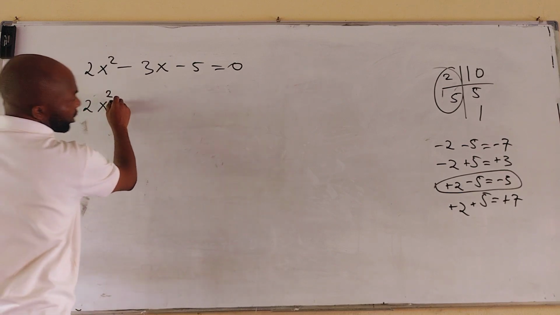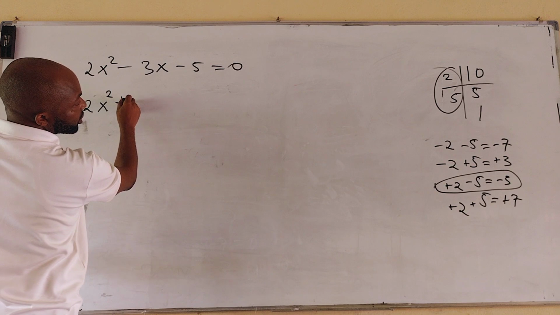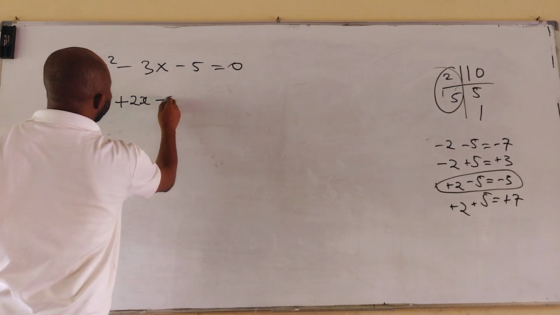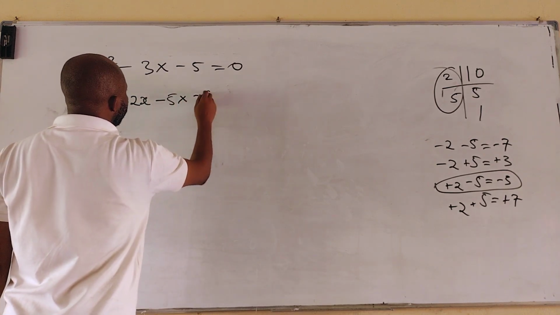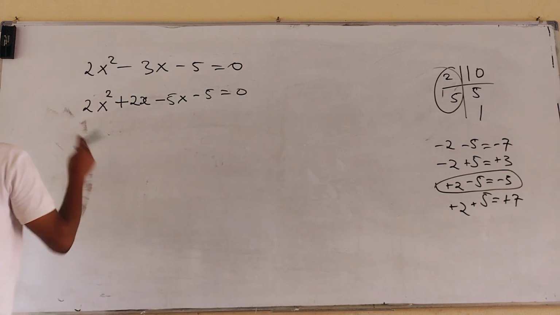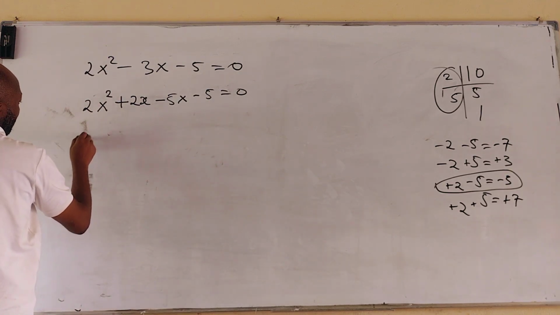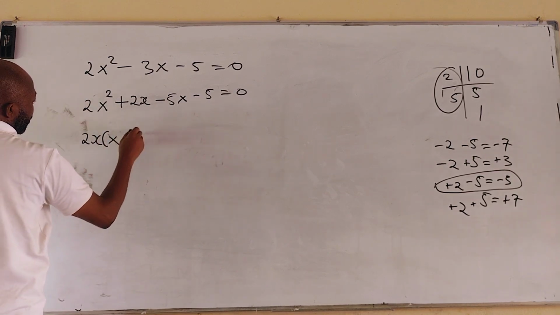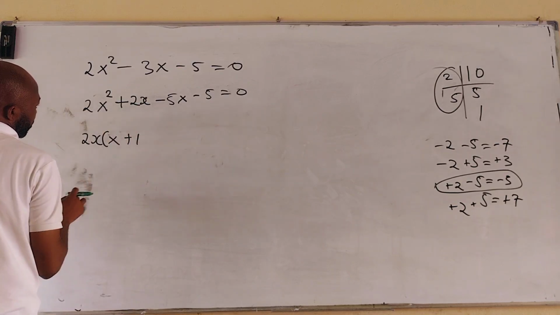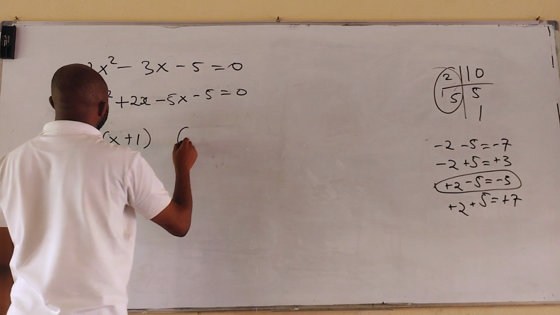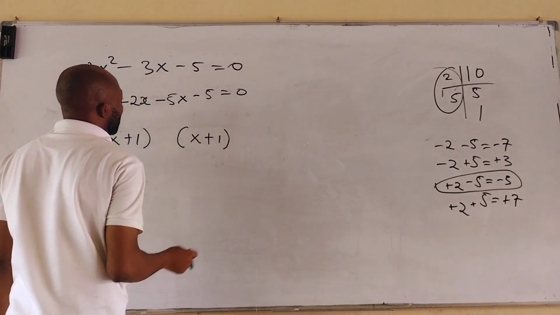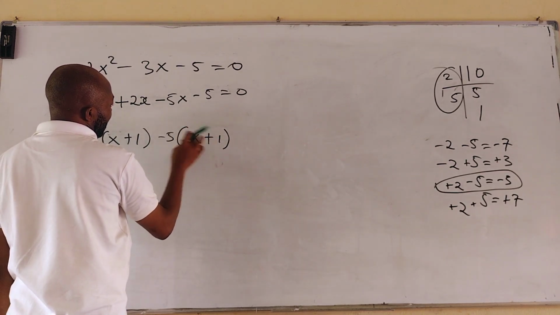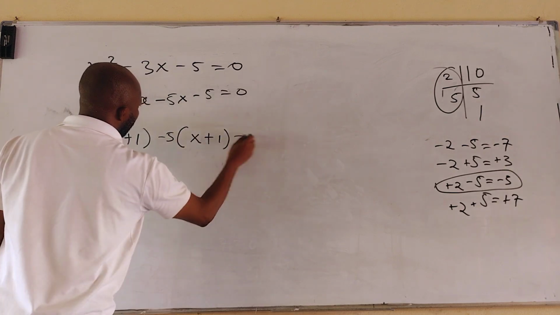So I now have 2x squared plus 2x minus 5x minus 5 is equal to 0. I can easily say 2x open bracket x plus 1: 2x times x is 2x squared, 2x times plus 1 is plus 2x. Close my bracket, open the next one, with x plus 1 inside. Now minus 5 times x is minus 5x, minus 5 times plus 1 is minus 5, all equals to 0.